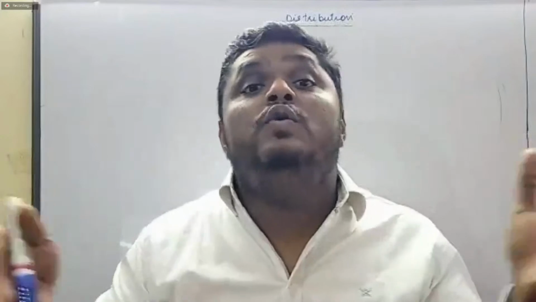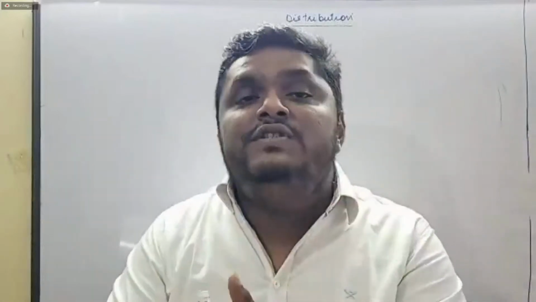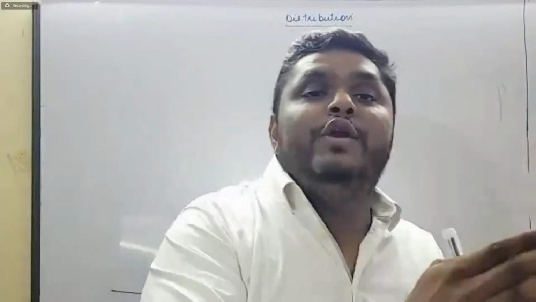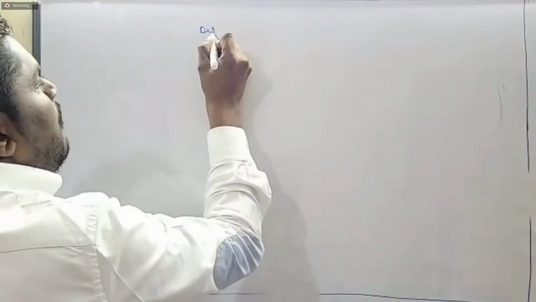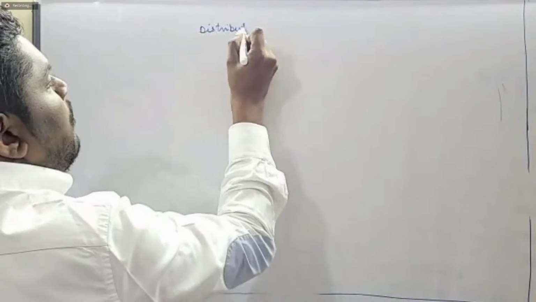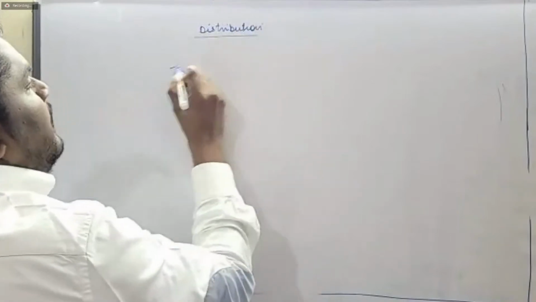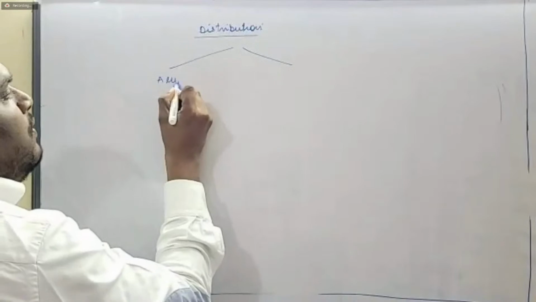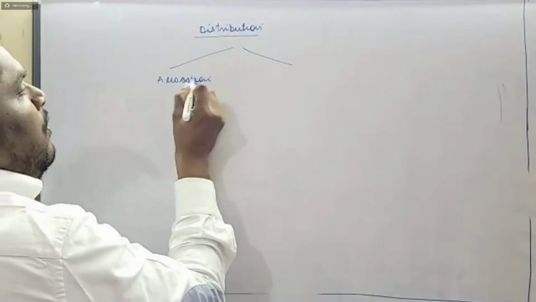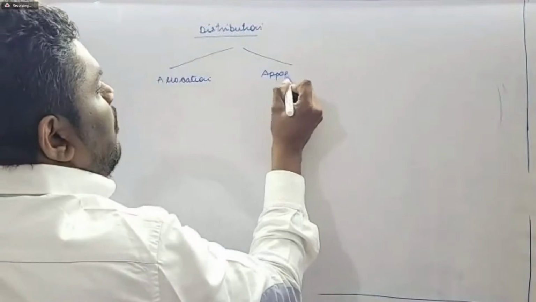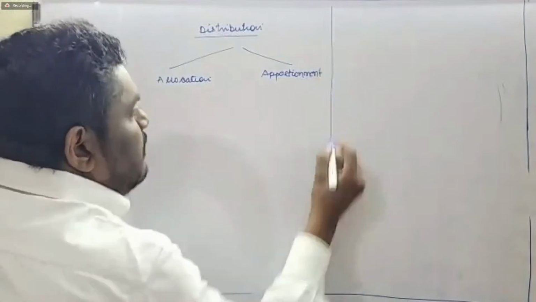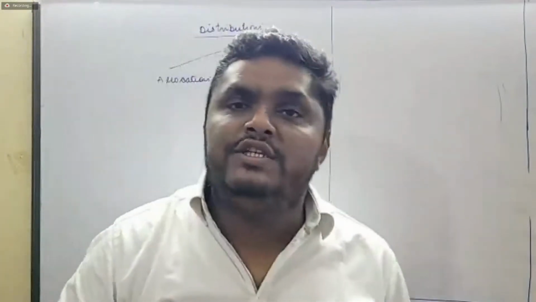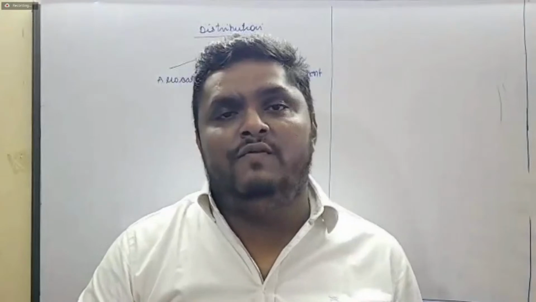Now the point is how to distribute the overhead. Is there any way of distributing the overheads? Yes, either allocation or apportionment. So when talking about distribution, guys, it can be either allocation of overhead or it can be apportionment of overhead.